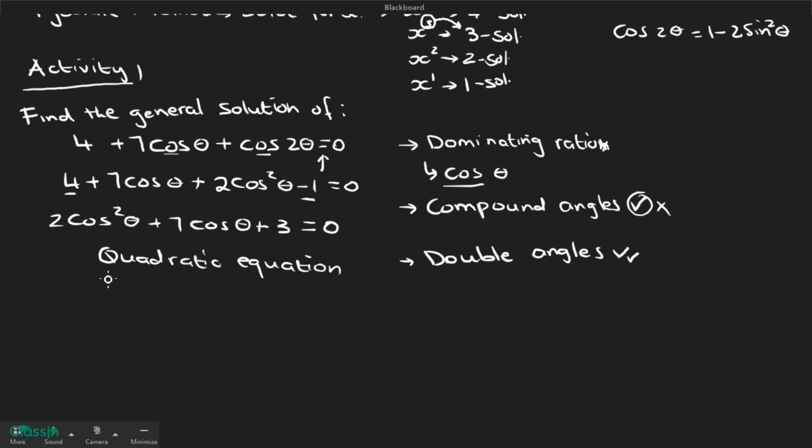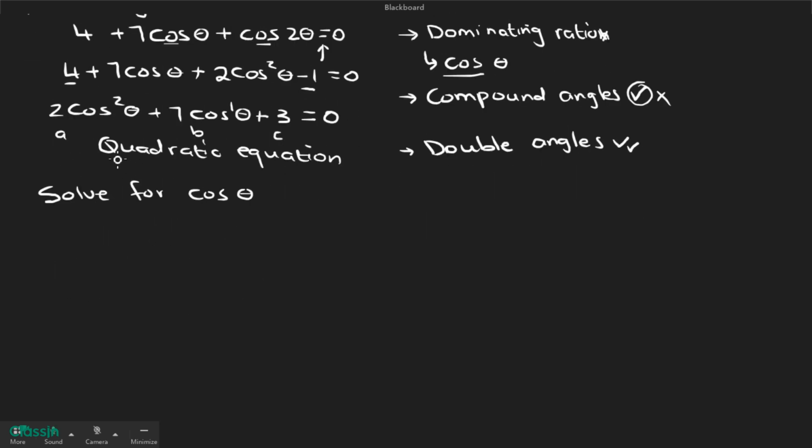We have something called a quadratic equation, in which it's squared, then 1, and a constant, which means that we have got a, b, and c. So instead of working this as cos, you can say solve for cos theta. You remember that we used to say solve for x.